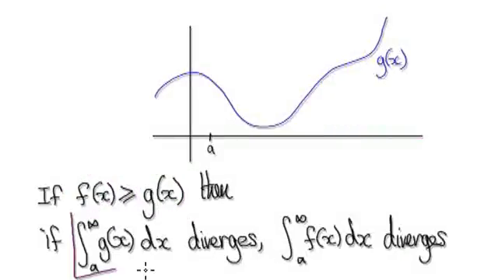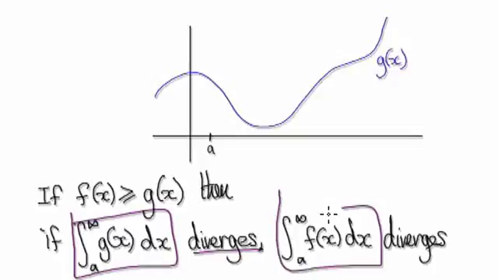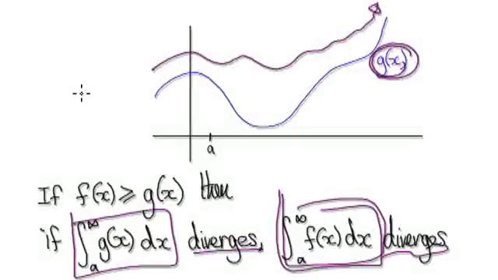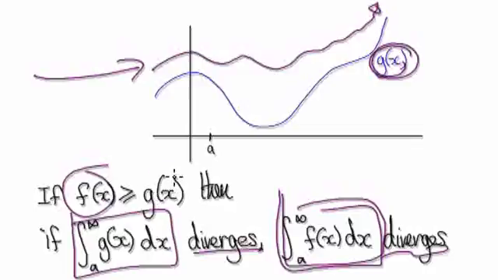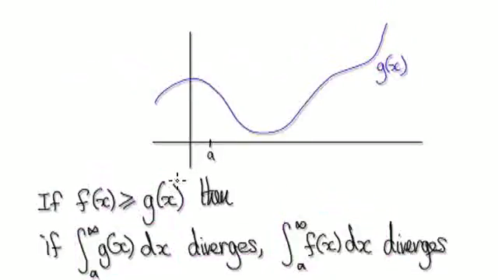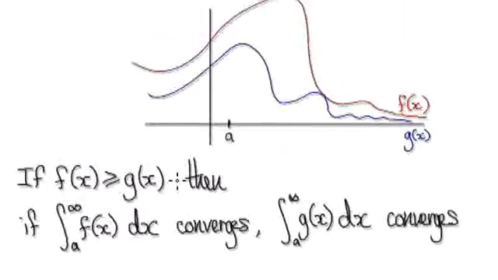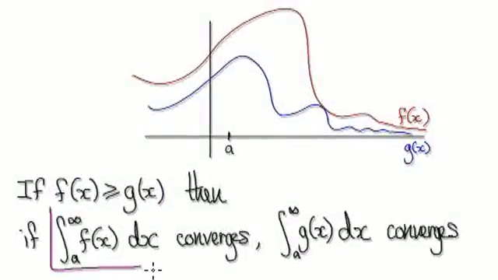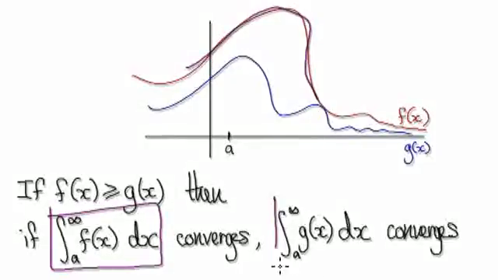So if you happen to know that g of x diverges, then f of x, because f of x must always be greater than g of x, must also diverge. So hang on, let's start again. If f of x is always greater or equal to g of x, then if you happen to know that the bigger one converges, then the smaller one will have no choice but to also converge.